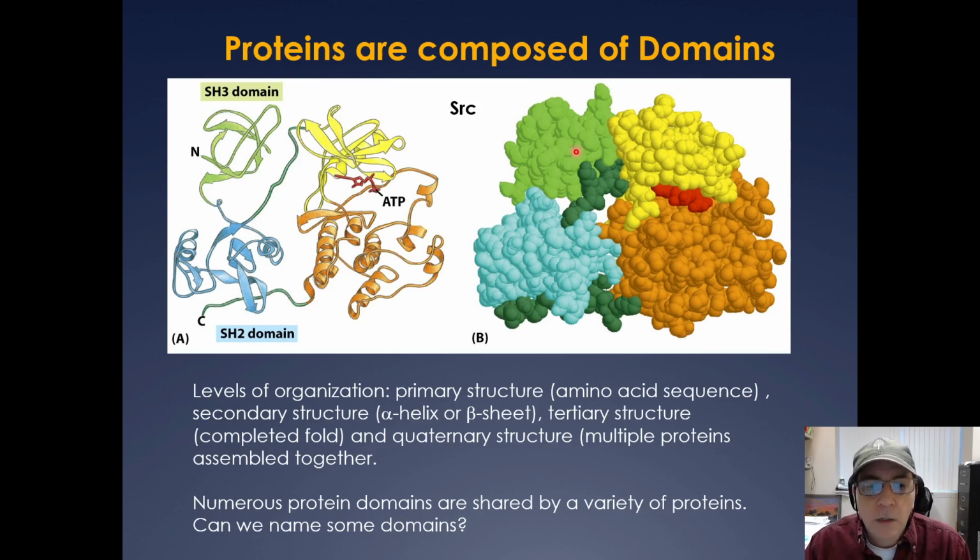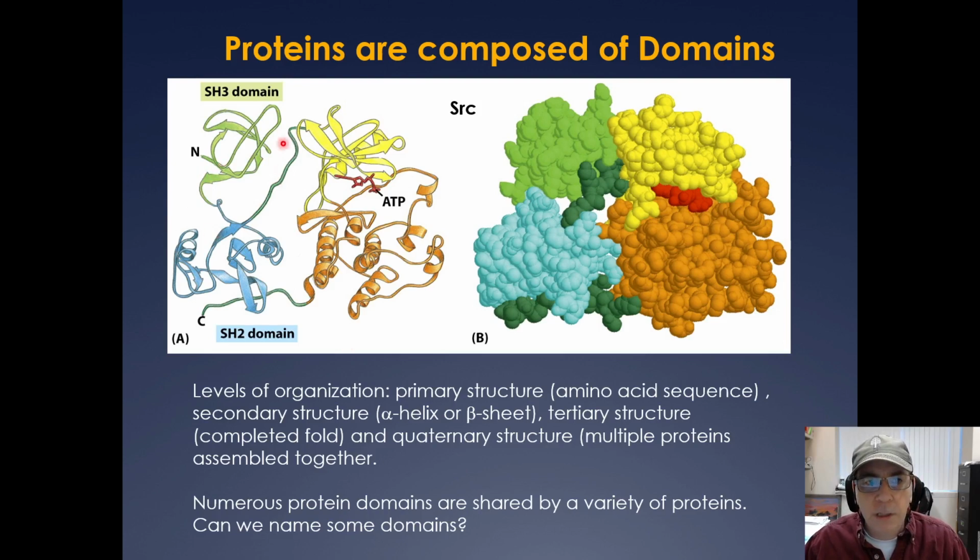Okay, so there's a certain level of organization in proteins. You have the primary structure, which is the amino acid sequence. Okay, and that you can get from the cDNA or from the DNA. You can have a secondary structure, which are alpha helices and beta sheets. And then you can have a tertiary structure, which is the completed fold. So this would be the tertiary structure of SARC. And then you can have the quaternary structure, where multiple different proteins come together to form a multimeric complex. Okay, and that's considered the quaternary structure.